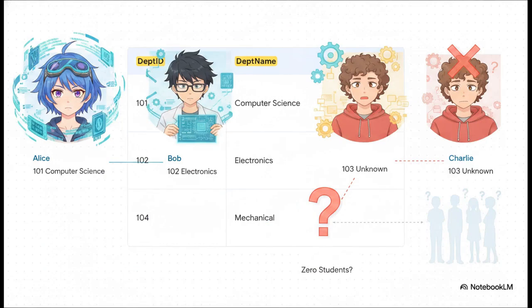Now let's look at our second table, the department table. We have Dept ID and Dept name. 101 is computer science, which matches Alice perfectly. 102 is electronics, matching Bob. But look at the tension here. That Dept ID 103, Charlie's department, doesn't exist in this table at all, just completely missing. And furthermore, we have Dept ID 104, the mechanical department. But looking back at our students, absolutely 0 students are assigned to 104. Basically, we have mismatched data.